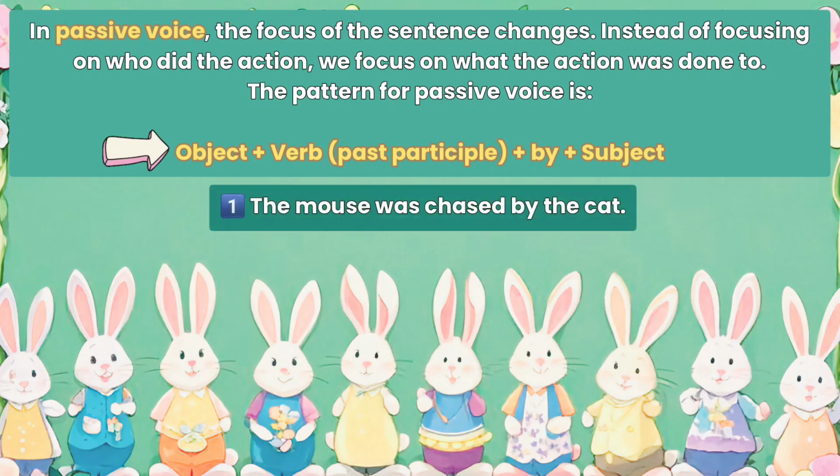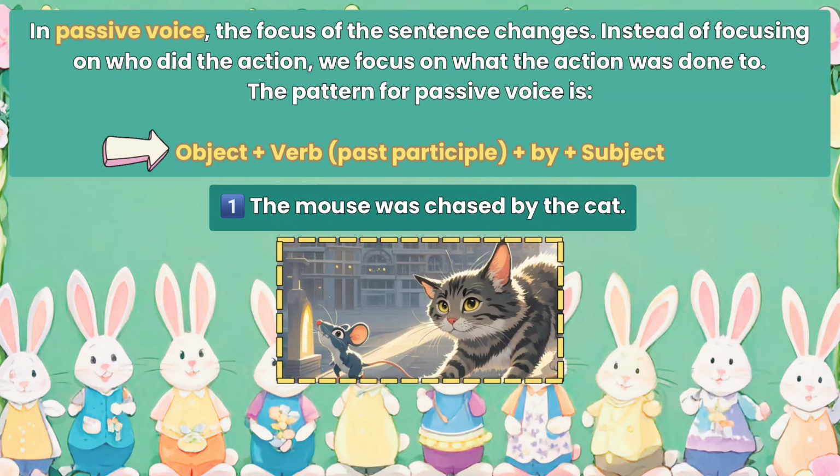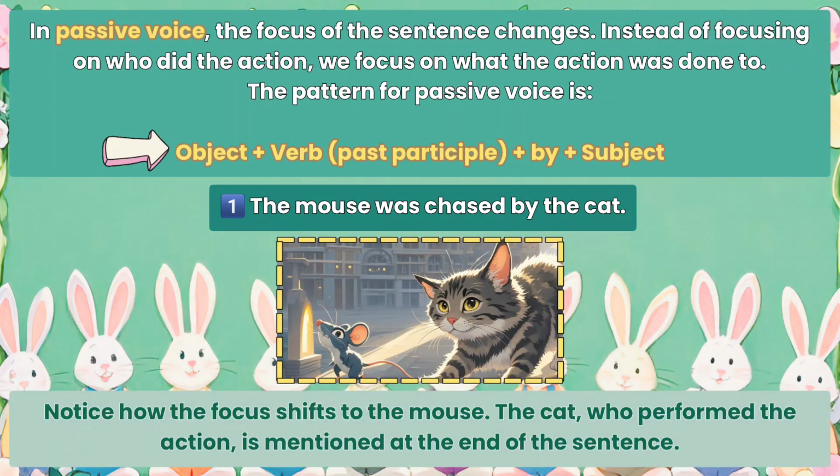Let's look at some examples. The mouse was chased by the cat. Notice how the focus shifts to the mouse. The cat who performed the action is mentioned at the end of the sentence.